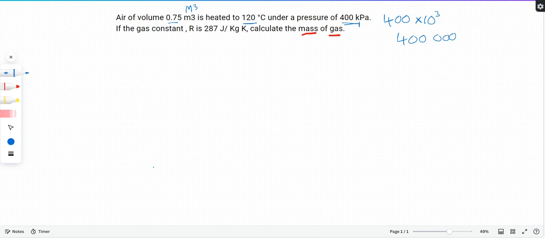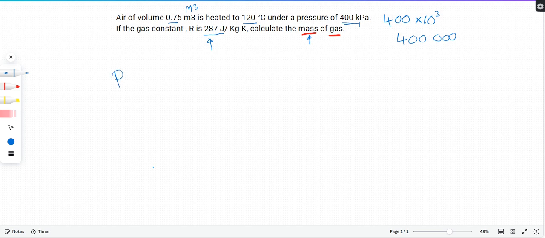The gas constant is 287 because every gas is different, so this is just a number depending on what gas it is. So we've got to calculate the mass of gas. Obviously the mass of gas won't change, but it might be spread out over a wider space. So we've got to find the mass of gas. The formula we use is a nice and easy one.